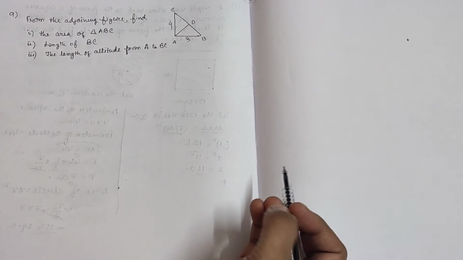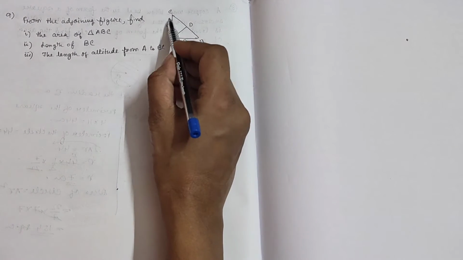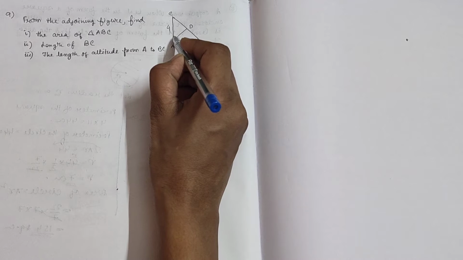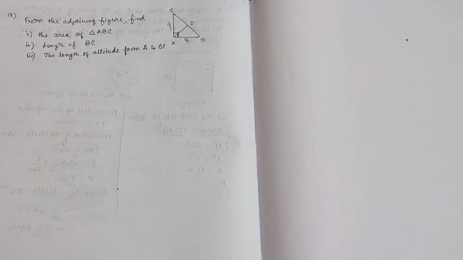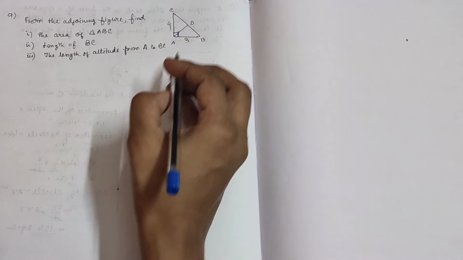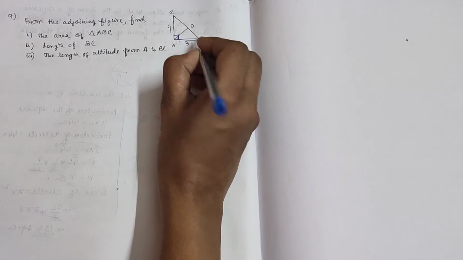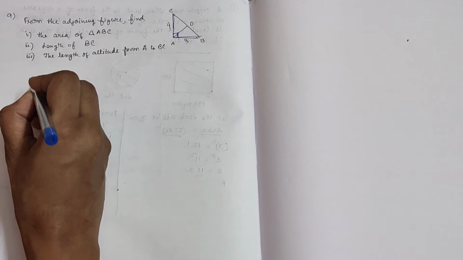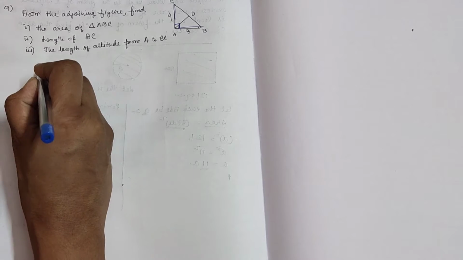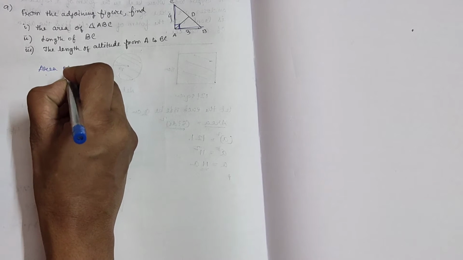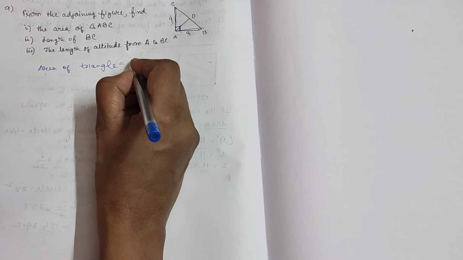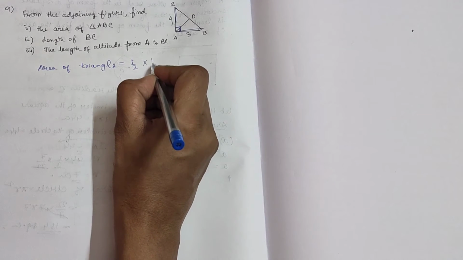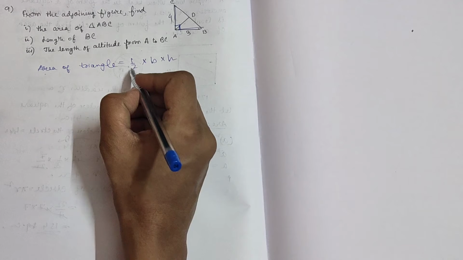ABC is a triangle, and don't forget to see what type of triangle this is. This is a right angle triangle. So in this triangle, my base is 3, my height is 4. What is the formula of area of a triangle? Area of triangle is half into base into height.